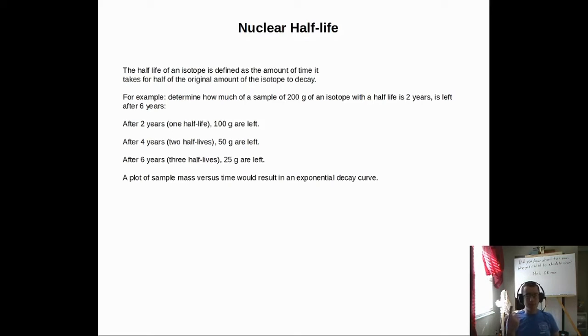So after the first half-life, we're going to be down to 100 because we divide by 2. Divide by 2 again, we're at 50. Then after the third half-life, we're going to be at 25. And it's as simple as that.